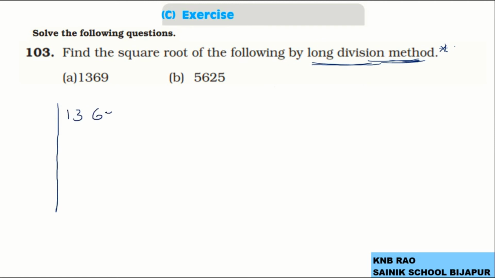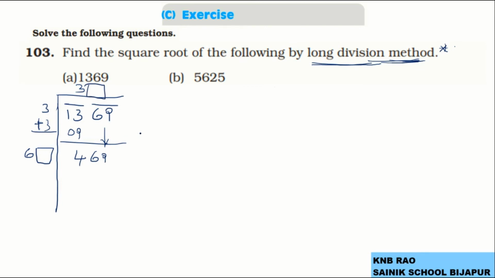1, 3, 6, 9. We will make pairs. After making pairs, 13 is close to the perfect square 9. So 3 3s are 9, and 13 minus 9 is 4, and this pair comes down. Double of 3 is 6, or 3 added to this gives you 6, and we have to look for the next digit.